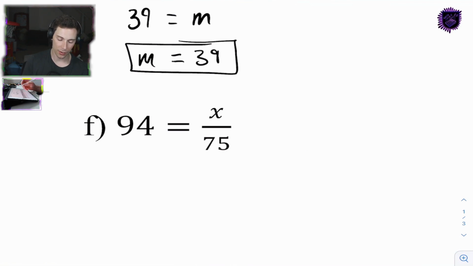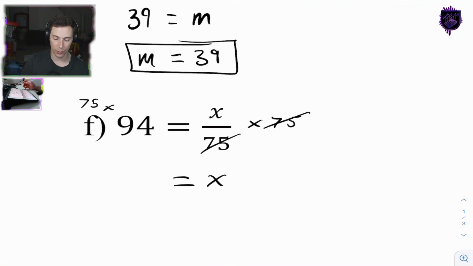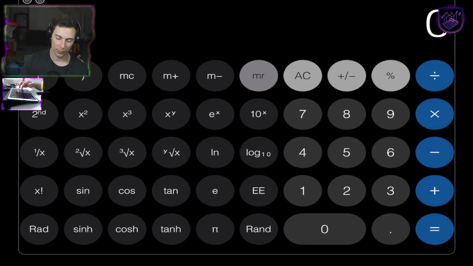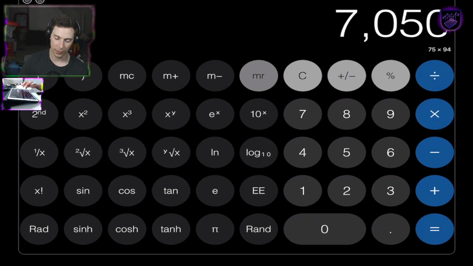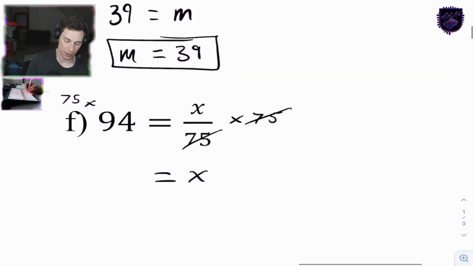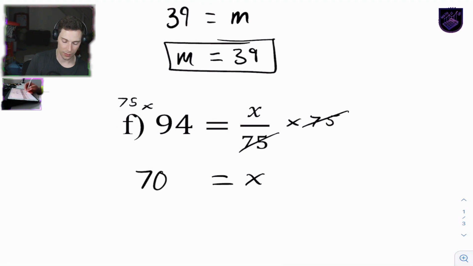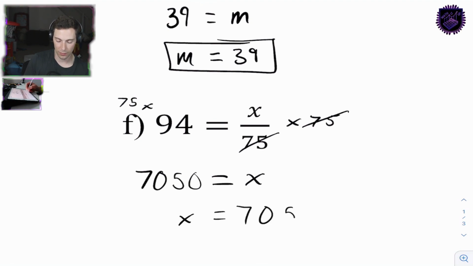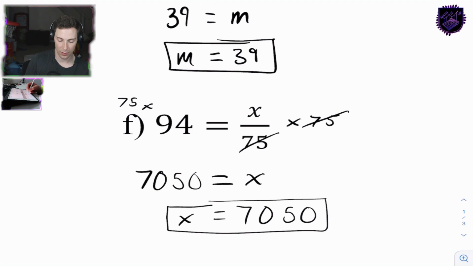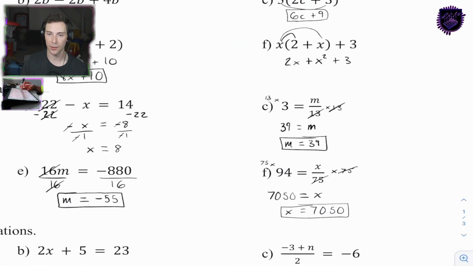Nobody is. Okay, so we want to multiply both sides by 75 to get rid of our 75 on that side. And when you multiply by 75 on this side, it's going to get pretty big. This side's canceling out. 75 times 94 is equal to x. That is a big number. 75 times 94, 7,050. X is equal to 7,050. Once again, calculator. Nothing wrong with that.